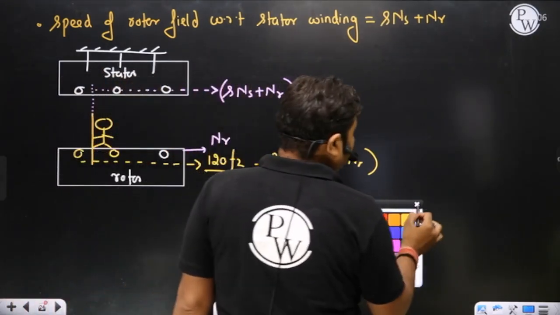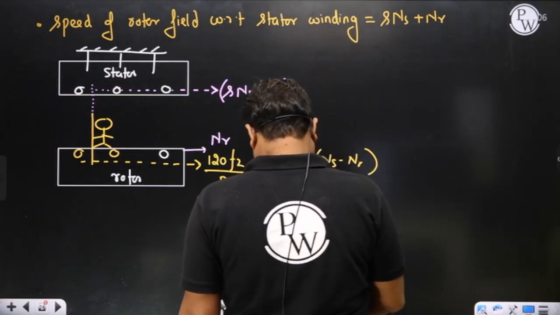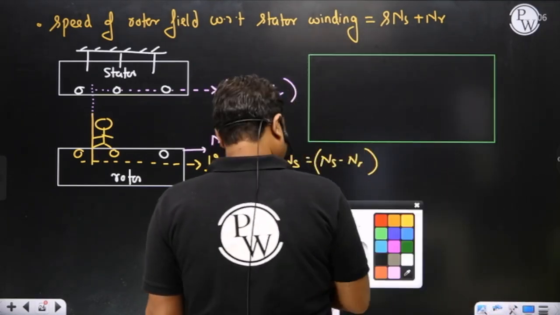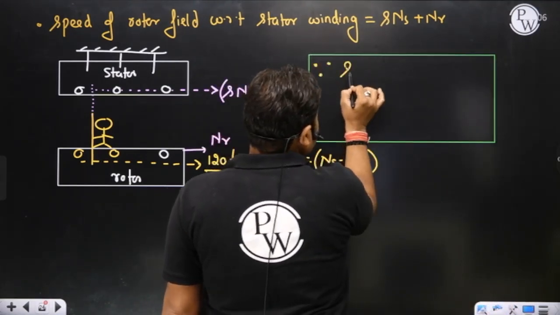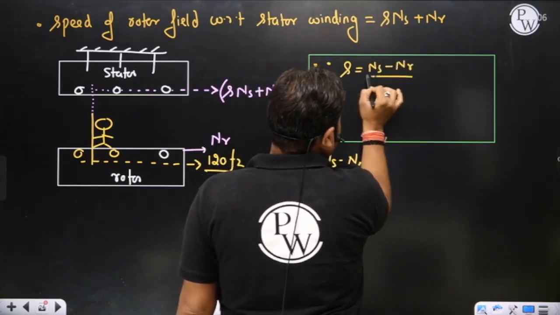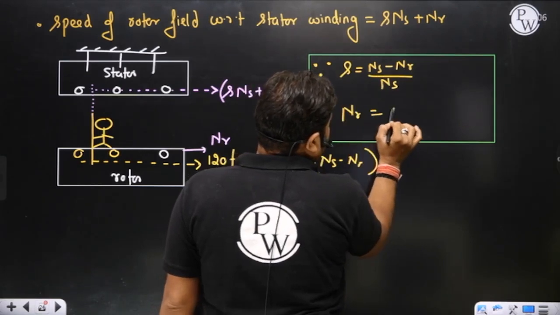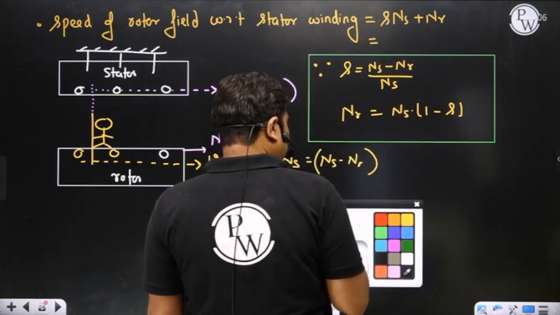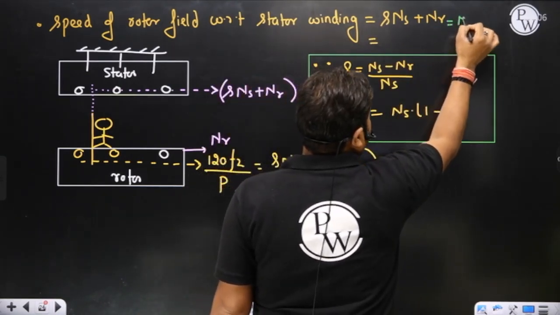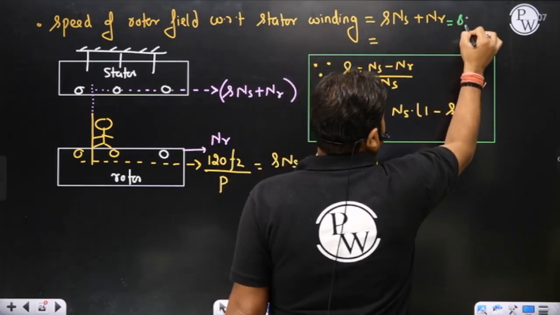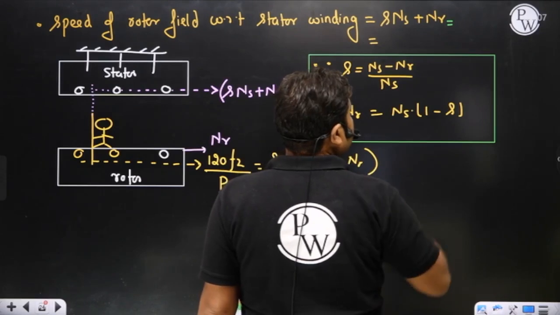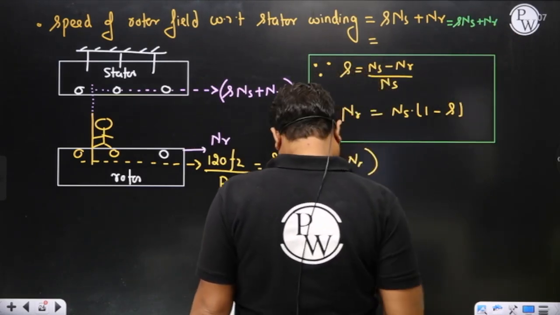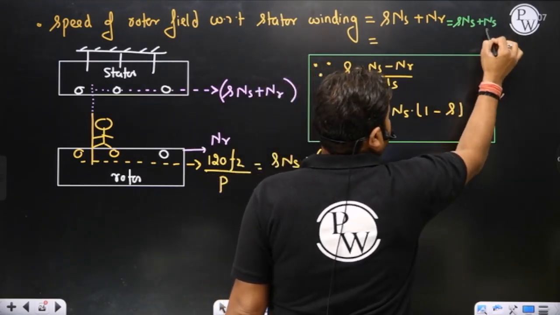From the slip expression, we know that slip s is (ns minus nr) upon ns. So we can arrange this: nr will become ns(1 minus s). If you substitute nr as ns(1 minus s), then this will become sns plus nr, and nr can be represented as ns minus sns.